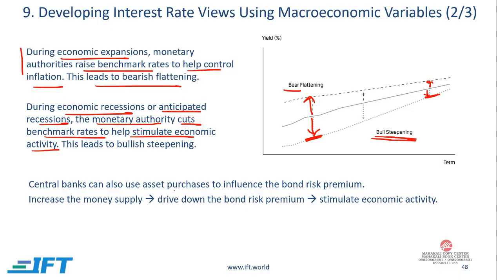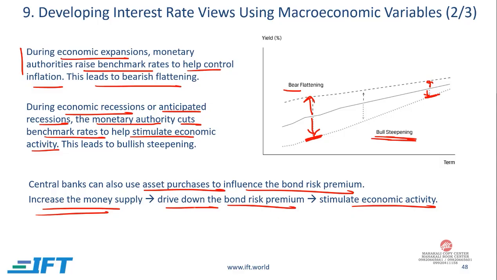Central banks can also use asset purchases to influence the bond premium. With an asset purchase, so when central banks buy bonds, they inject money into the system. In other words, they are increasing the money supply. When central banks increase the money supply, this drives down the bond risk premium, and that stimulates economic activity.